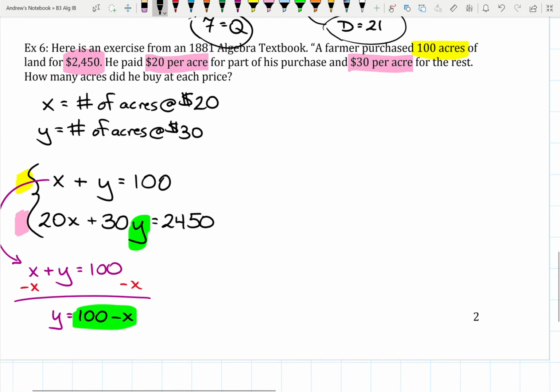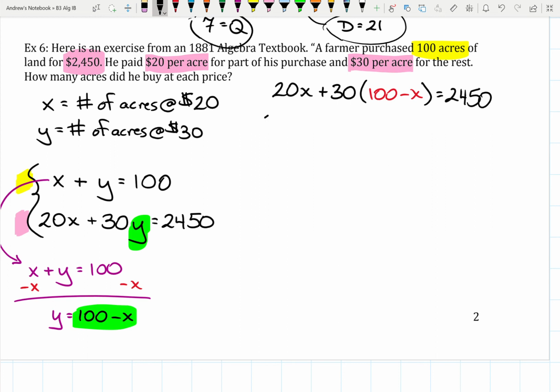I know we're running a little bit long. I'm going to pop that in there. 20x plus 30 times that chunk that we're plugging in, 100 minus x, equals 2,450. And then again, once you get that first step all set and done, it's just algebra. We're going to take that 30 and multiply it into those parentheses. So it's going to be 3,000 minus 30x equals 2,450.